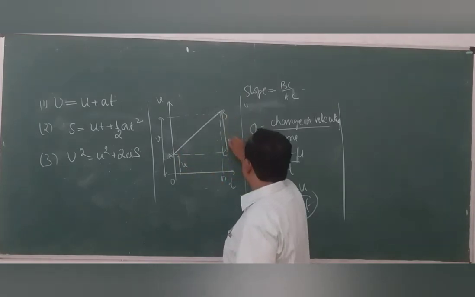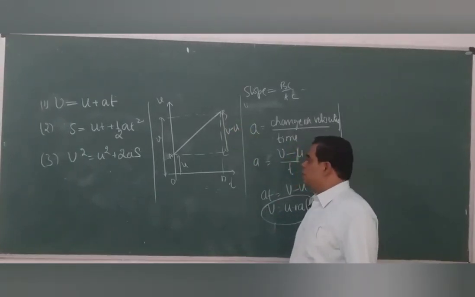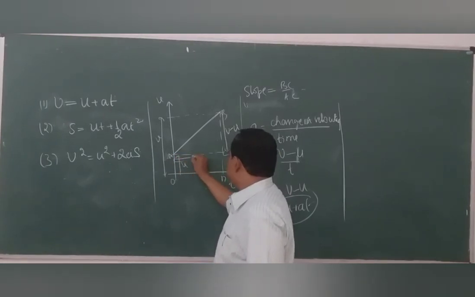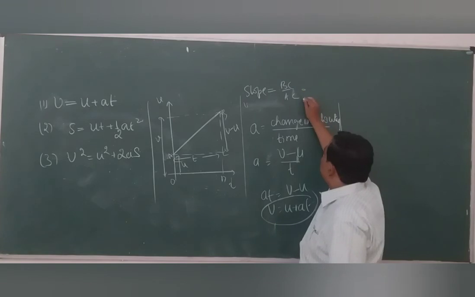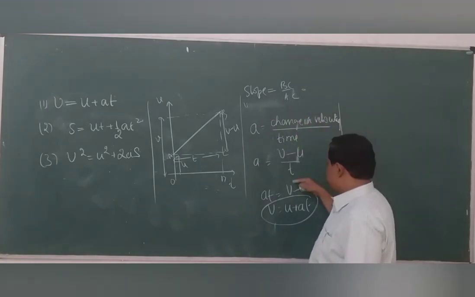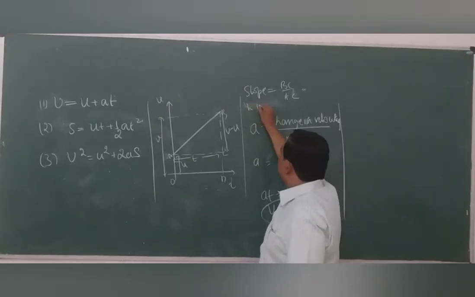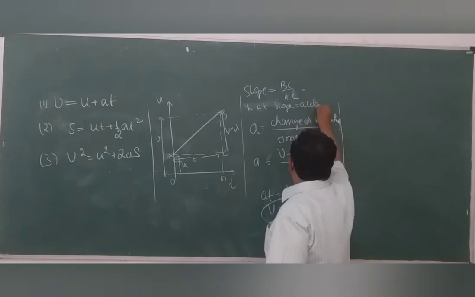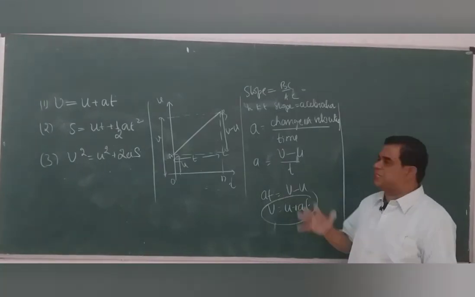What is BC now? B to C means V minus U there. And what is AC there? A to C, this distance is nothing but time difference T. Therefore, BC by AC, we have substituted everything here. Here you can write, we know that slope equals acceleration, and from that you can complete this. Say this derivation, now we generate the steps.